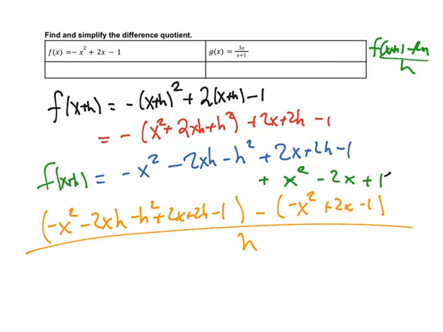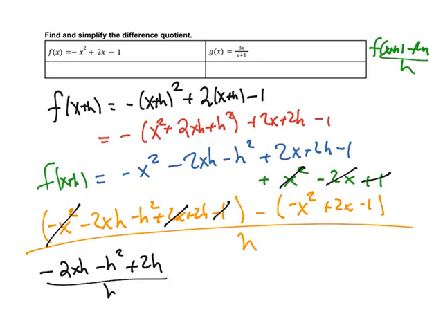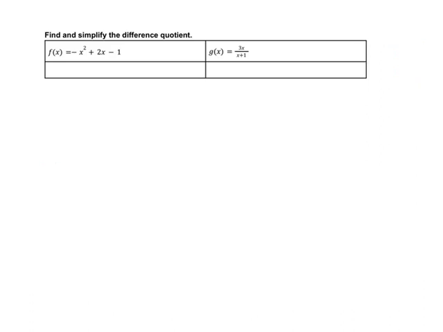So now I'm going to simplify. I see 1, I see negative 1. I see negative 2x, I see positive 2x, I see x squared. And so I'm left with negative 2xh minus h squared plus 2h all over h, and I can reduce each of these by h. I'm left with negative 2x minus h plus 2.